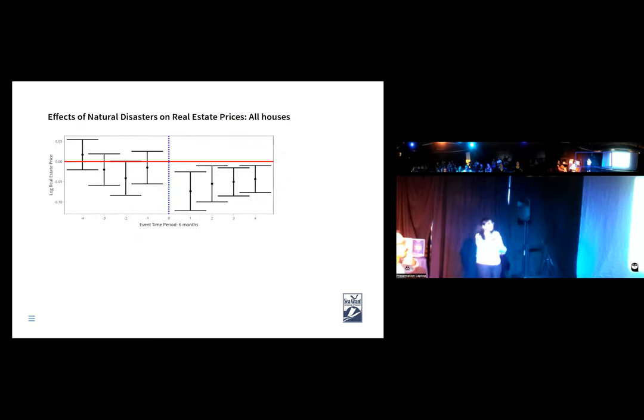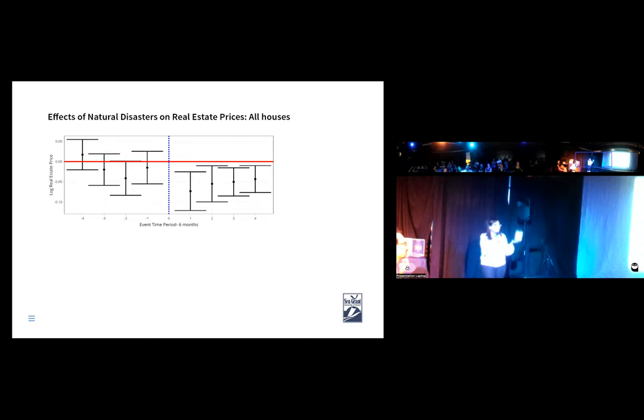So let's talk about the effect of natural disasters on the real estate prices. In this graph, the first thing I want to explain is the blue vertical line. The blue vertical line basically tells us that a disaster has occurred. And then you have four different units, which denote the time period after the disaster.